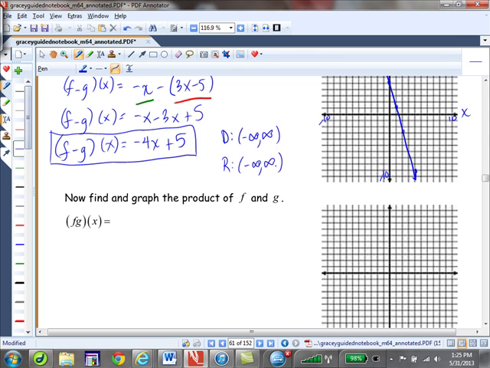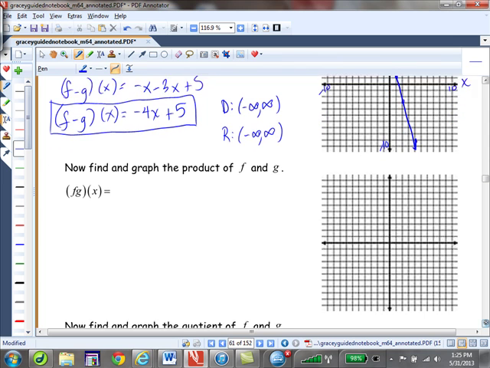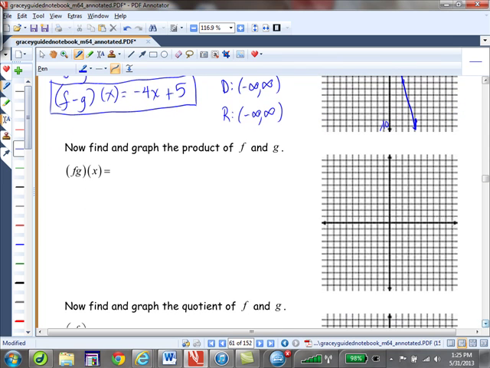All right, so the product. This one is going to end up being quadratic in form. So we'll go ahead and work it out, and then I'll show you how you could graph it on a graphing calculator. We're not using graphing calculators in this class, but if you go on to pre-calculus, then you might be using them. So here we go.